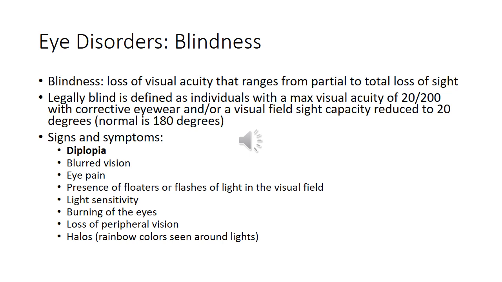The first eye disorder that we're going to be discussing is blindness. Blindness is a loss of visual acuity that ranges from partial to total loss of sight. Legally blind is defined as individuals with a maximum visual capacity of 20/200 with corrective eyewear and/or a visual field reduced to 20 degrees. Signs and symptoms are diplopia, blurred vision, eye pain, presence of floaters or flashes of light in the visual field, light sensitivity, burning of the eyes, loss of peripheral vision, and halos.